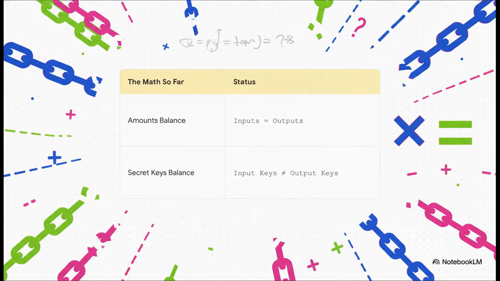While the amounts in our locked boxes balance out perfectly, the keys we use to lock them, they don't. The sum of the input keys doesn't equal the sum of the output keys, and that little imbalance throws the whole equation off. Technically, as it stands, the transaction isn't valid. So we've got a problem.